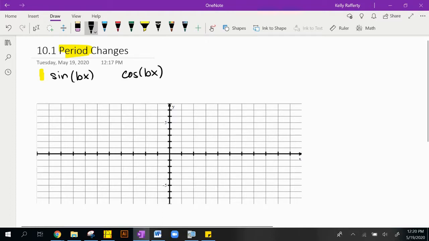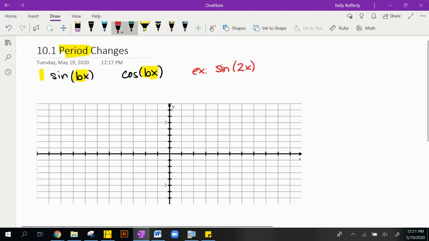And you know the period of the graph is going to change when there is a new number, so a coefficient inside the parentheses. We call it the argument. So this inside the parentheses of the trig function, that's the argument. And there's going to be a change in period when there's a number in there. So I'm going to do an example with this as we go through it. We'll graph sine of 2x.